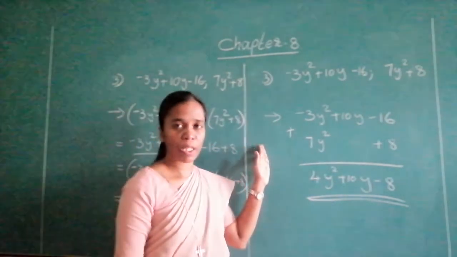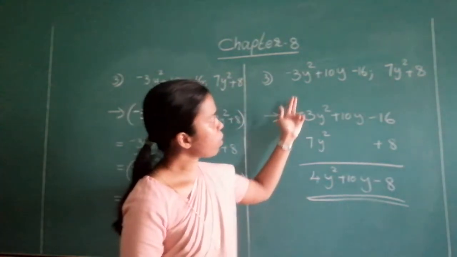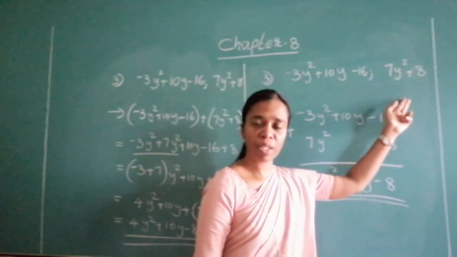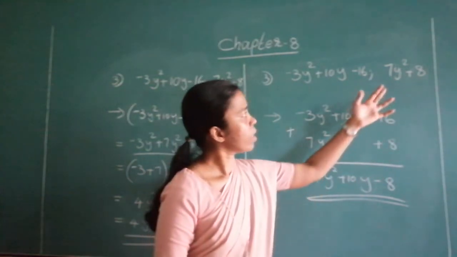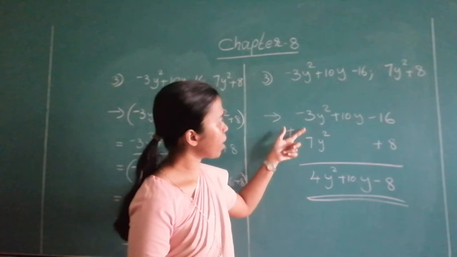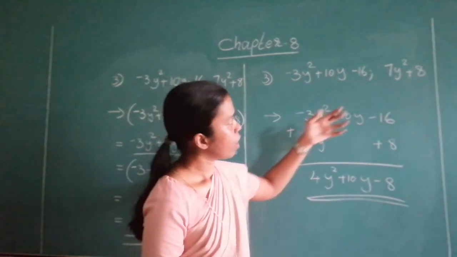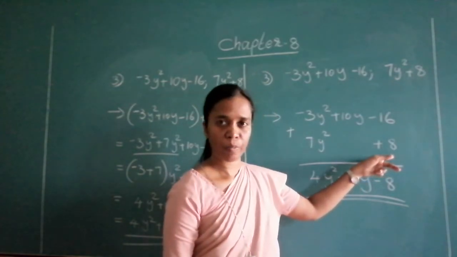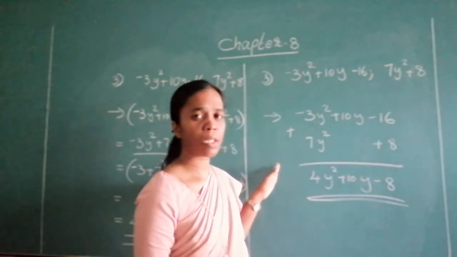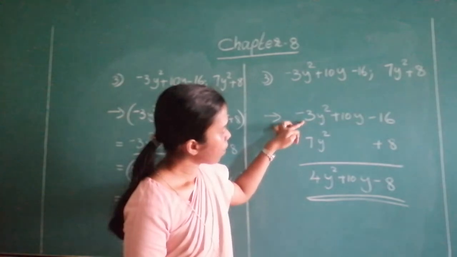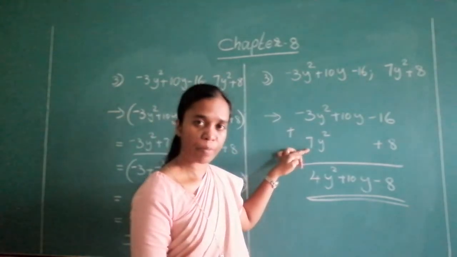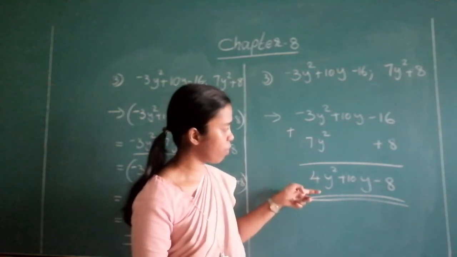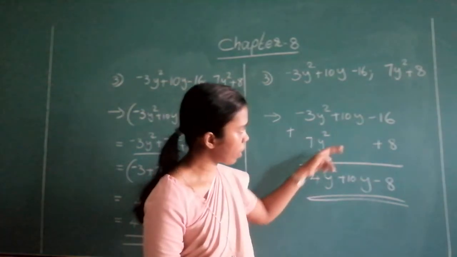How do we do it in the vertical method? First you write the first trinomial, and from the second binomial, whichever is the like term, write below it. 7y square comes below minus 3y square. Then we have 8. 8 comes below minus 16. The like terms. Just do that the normal way. Minus 3 plus 7. Signs are different. Put the sign of the greater number. Write the difference. 4y square.